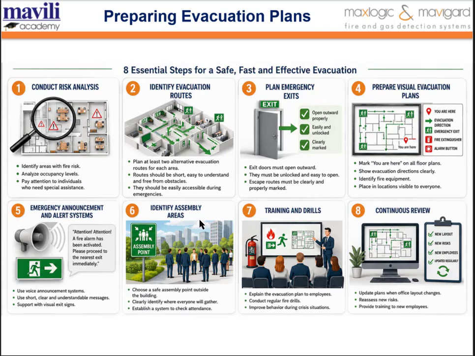The sixth step is determination of assembly areas. A safe point outside the building should be selected, and it should be clearly determined where all employees will gather, and a system for taking attendance should be established. These are all significant steps.